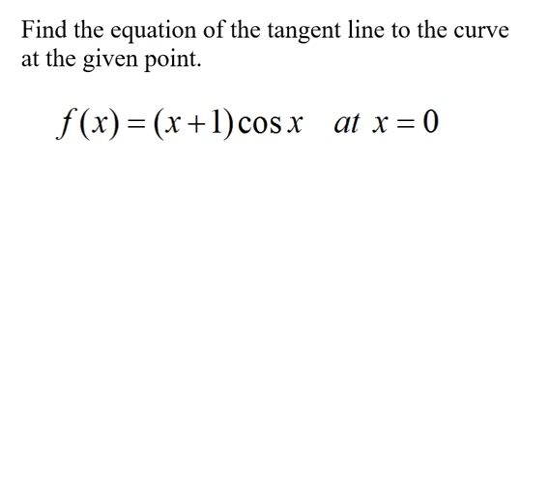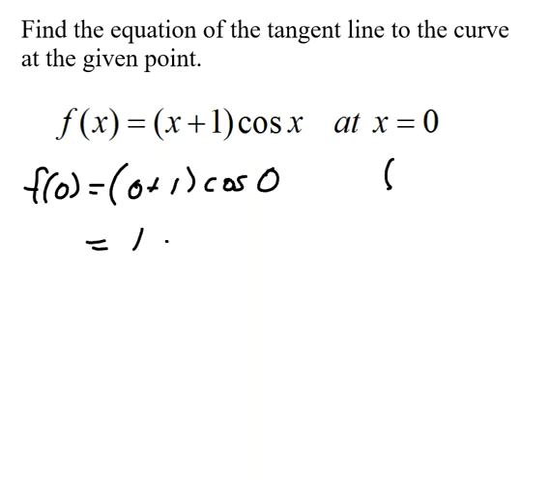Last problem for today, and we've got to find the equation of the tangent line to the curve at the given point. Well, first of all, it only told me the x value of the point, so I'm going to find the y value. So I'll find f of 0 first. We get 0 plus 1 times cosine of 0, which is 1 times 1, so f of 0 is equal to 1.